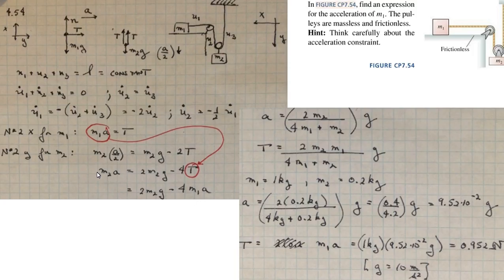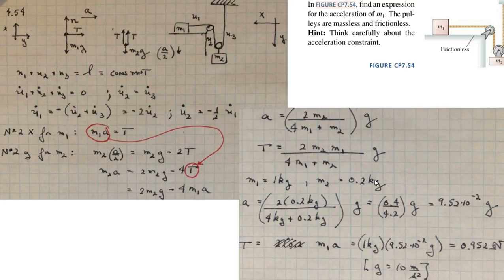So we can multiply this equation through by 2 and conclude that M2A is equal to 2M2G minus 4T, and then from the first Newton number 2 equation for M1 I can substitute. I can get M2A is equal to 2M2G minus 4M1A. And so that allows me to solve for A, and what I get is A is proportional to g. The proportionality factor is 2M2 divided by the quantity of 4M1 plus M2. And so I can also calculate the tension in the string simply by multiplying this expression for A by M1 from our first equation here. So T is equal to 2M2M1 over 4M1 plus M2 times g.